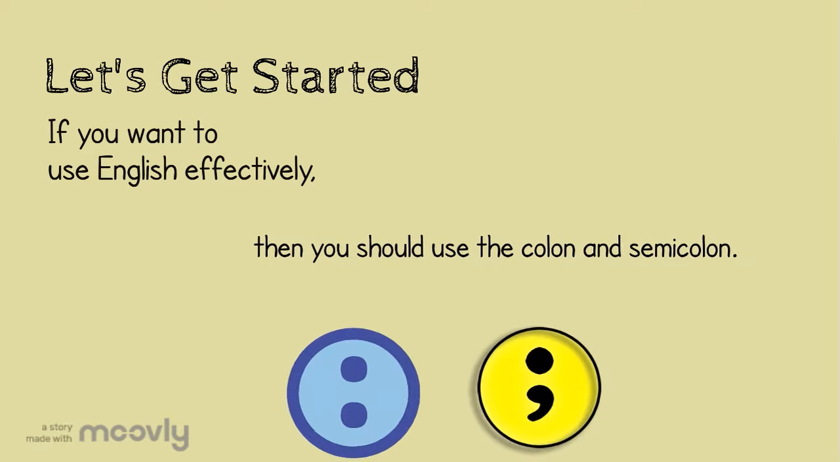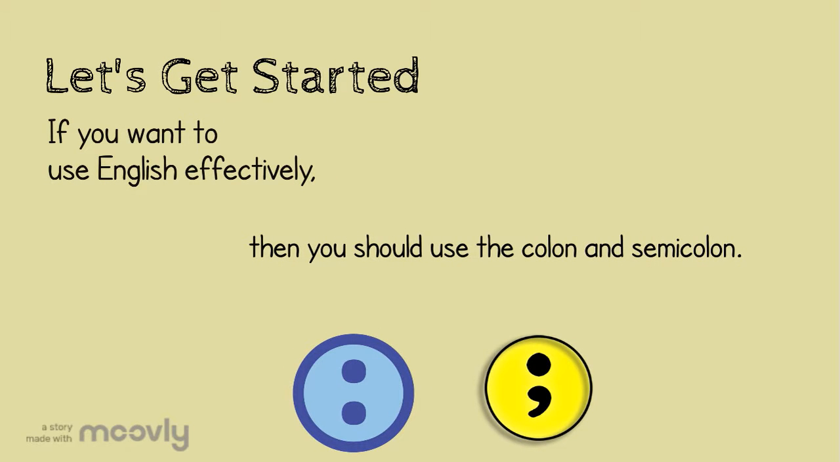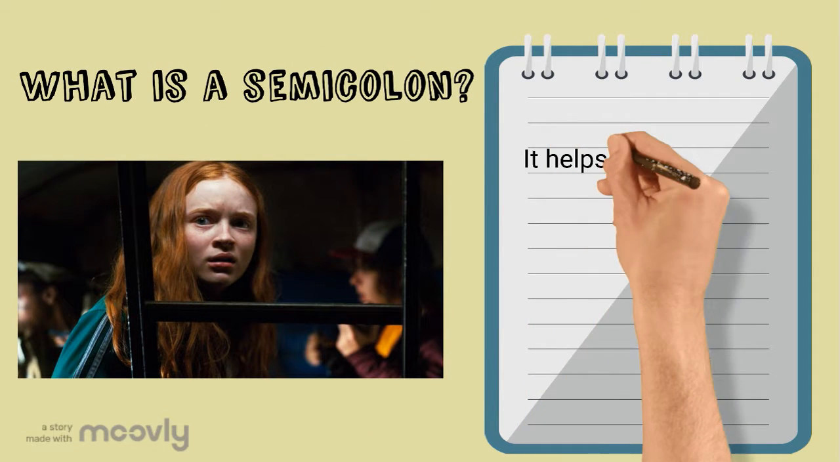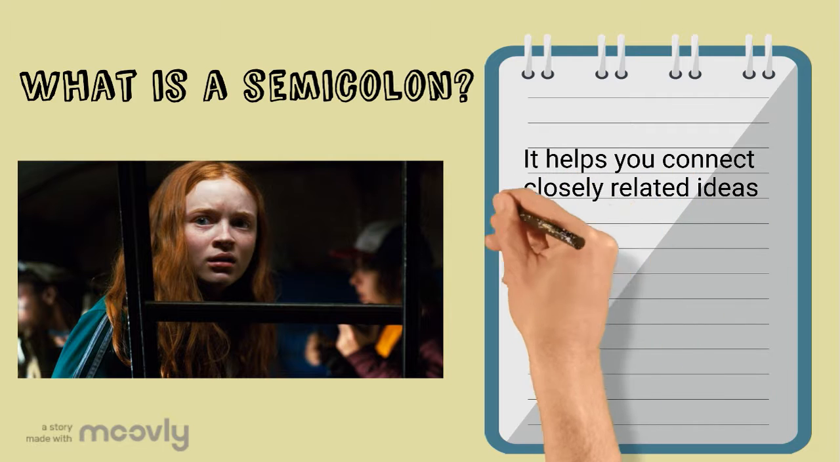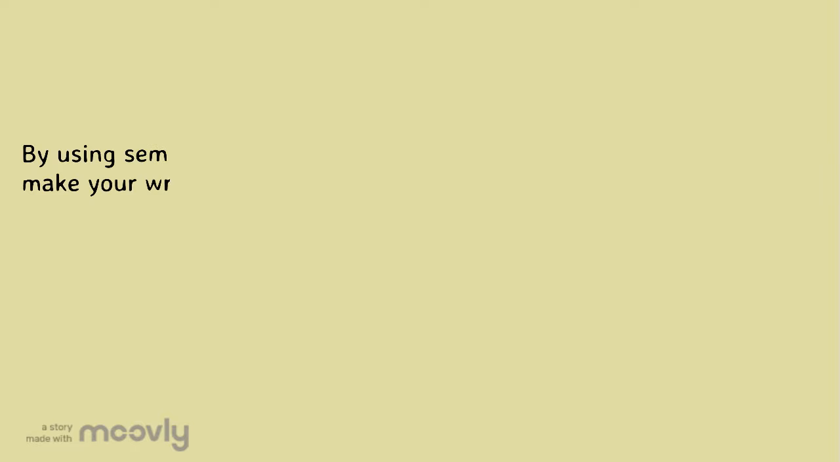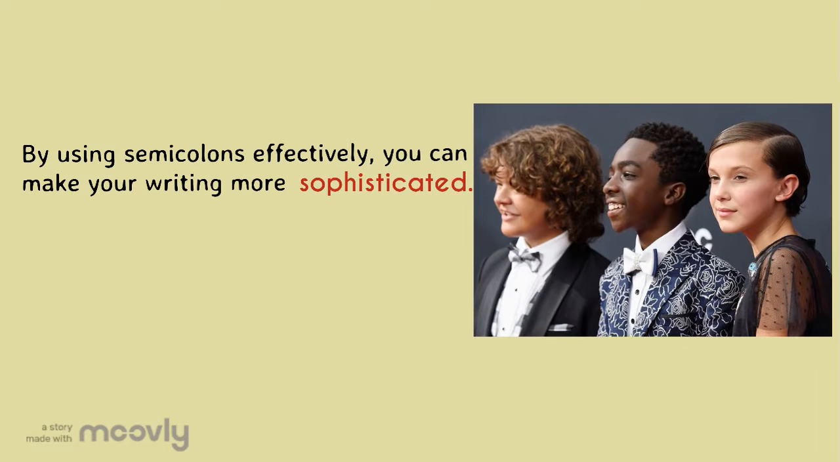So let's get started. If you want to write English more effectively, then you should use the colon and semicolon. They look and sound similar, but they have very different uses. So what is a semicolon? Semicolons help you connect closely related ideas when a mark stronger than a comma is needed. By using semicolons effectively, you can make your writing sound more sophisticated.